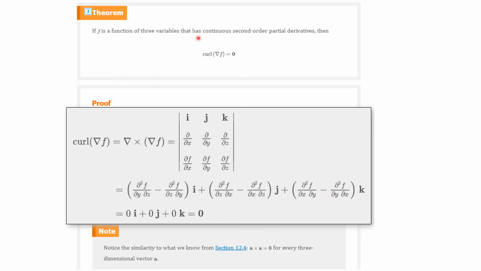So if f is a function that has continuous second partials, and this is Clairaut's theorem that we had before, that the order of the partials doesn't matter, then the curl of del f is equal to 0. And this is the proof of that. Note, this is similar to a cross a being equal to 0. And we've talked about that before.